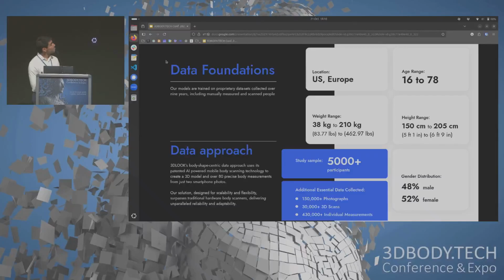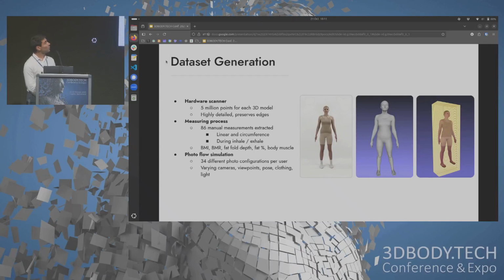side pictures. We've collected data during these 9 years, mostly from the US and Europe, in our evaluation data sets, which are basically used for deciding our releases and improving our technology. We use over 5,000 participants. We have more than 30,000 3D scans, which are used for the statistical body model. We have a hardware scanner, which collects more than 5 million points for each 3D model.